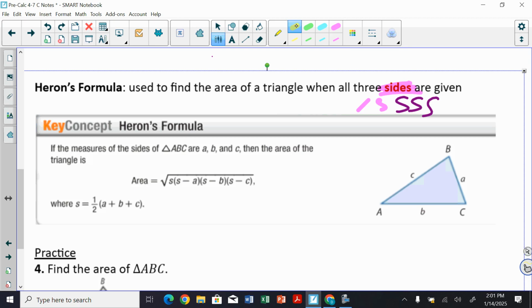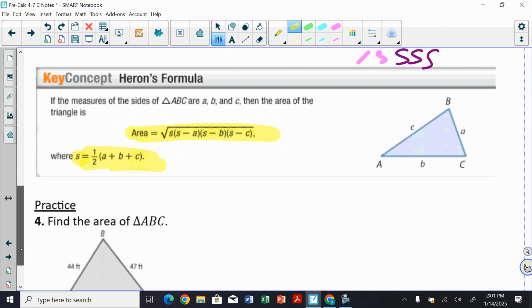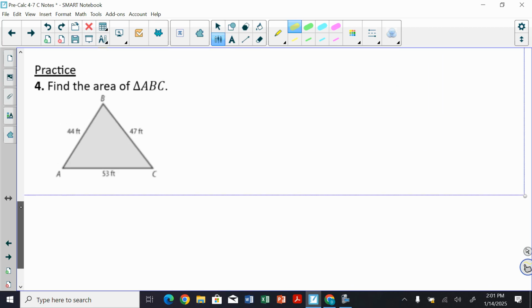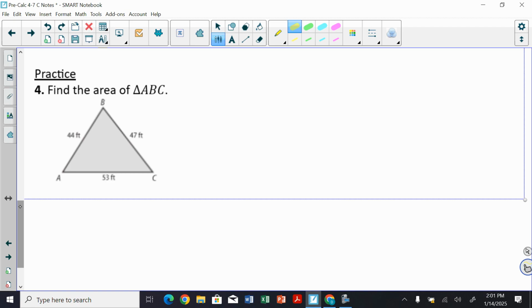Okay, if we have all those measures, then we can use this area formula, the big giant square root of S times S minus A, S minus B, S minus C. But we need to calculate what S is as well, where S is equal to 1/2 of all the sides added up. Okay, so let's practice that one now. Find the area of this triangle, ABC.